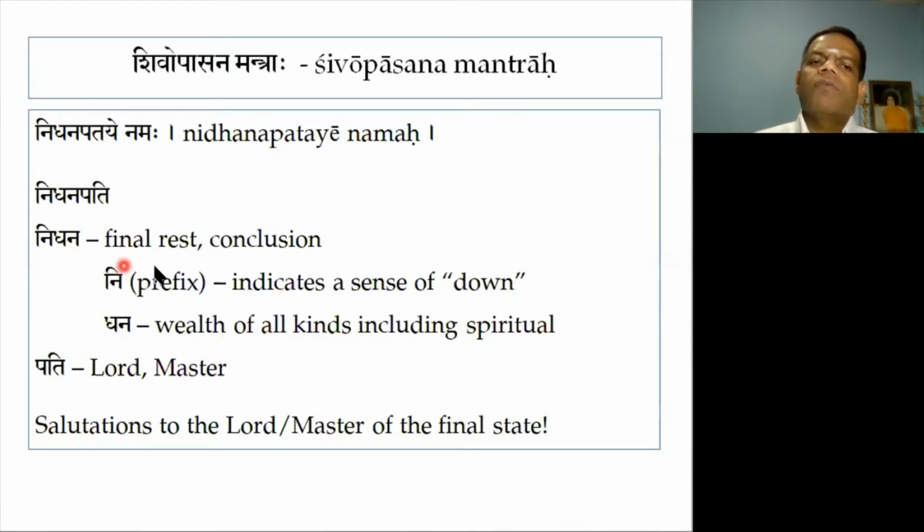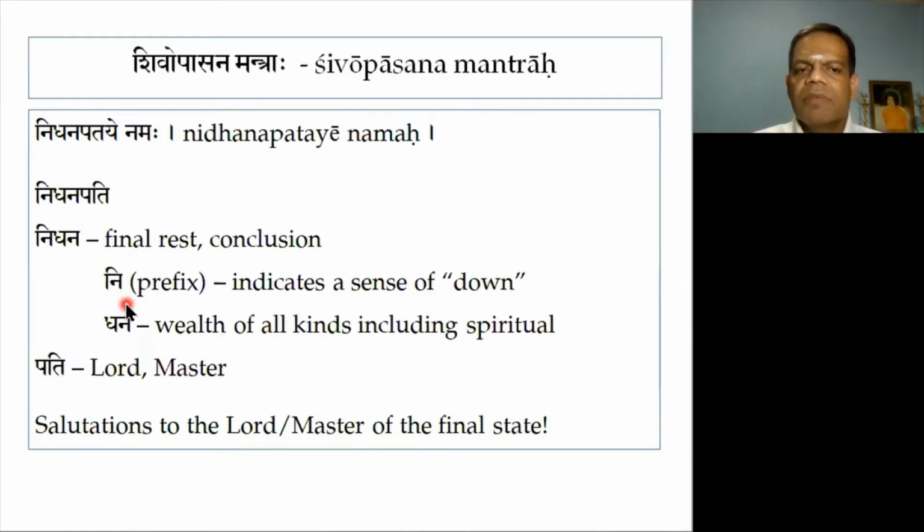So I've given the words final rest or conclusion. These are the two meanings I've put down here. There can be about 20, 30 meanings which are prevalent, but I just picked two. I will just go over them. The first part of that word is Ni. The second part is Dhana. Ni is what is called a prefix, a preposition or particle. English does not have an exact equivalent. Upasarga is the name.